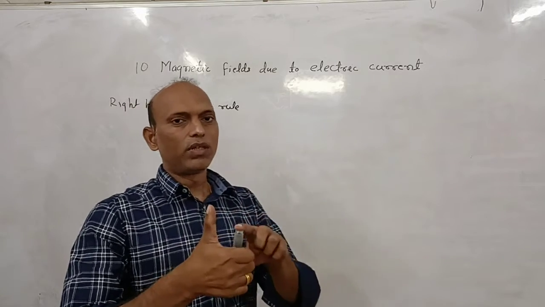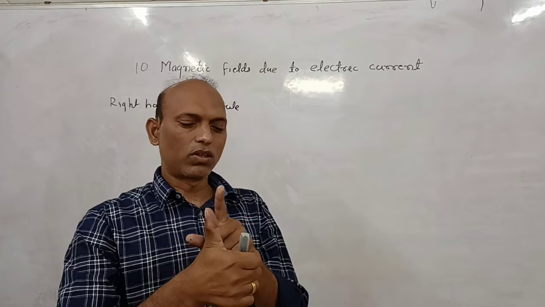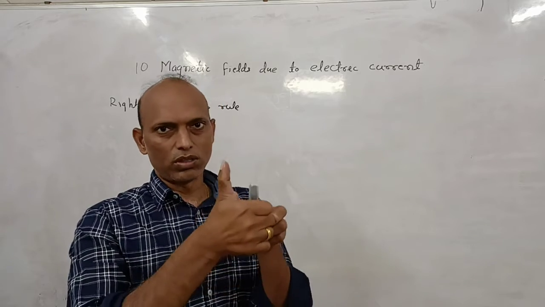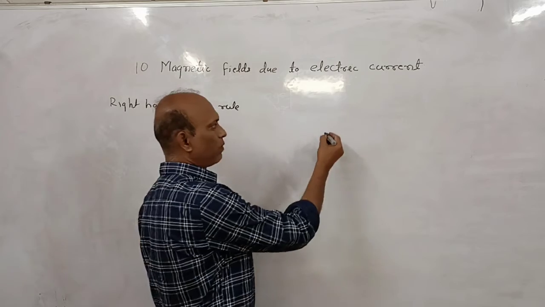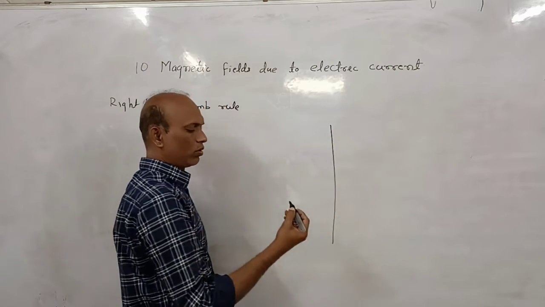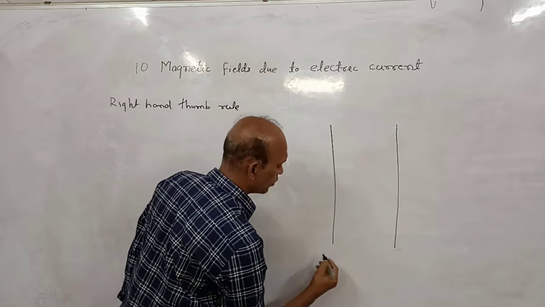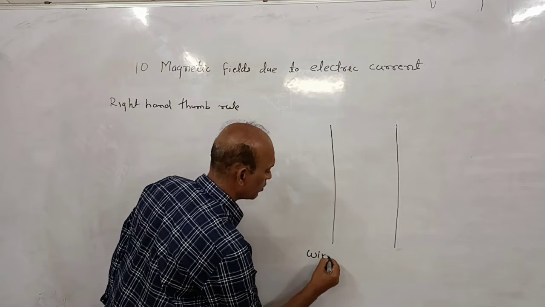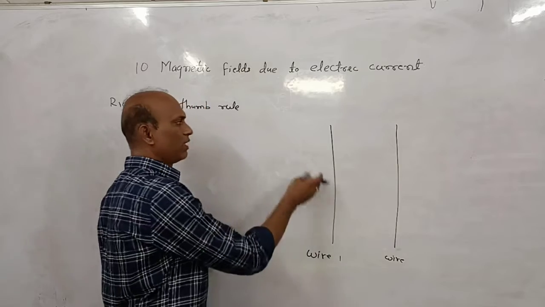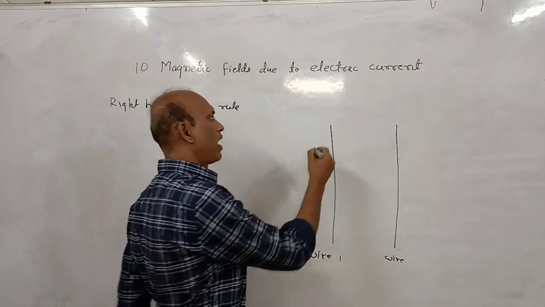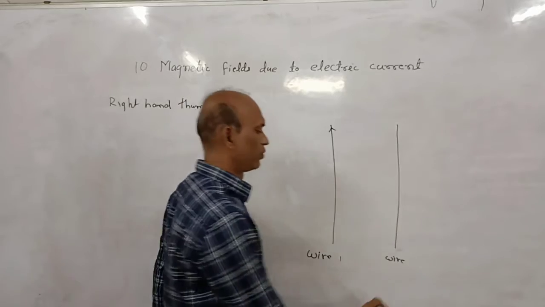Again, if we grab the conductor in our right hand, the thumb denotes the direction of current, and the curved fingers denote the direction of the magnetic field. Now, if you place two wires close to each other, say this one is wire 1 and this one is wire 2, a flow of current in wire 1 will exert a force on wire 2.